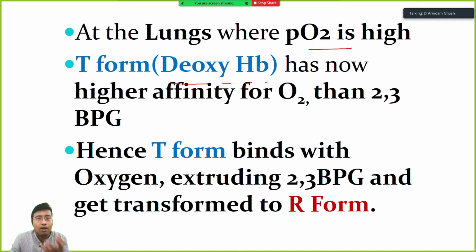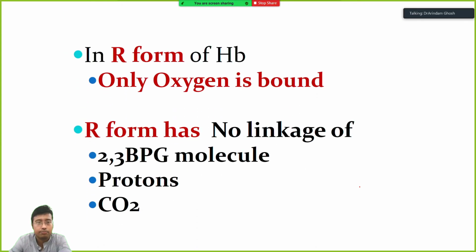So whenever oxygen is high, now it will attract more oxygen. It will let go of the 2,3-BPG. 2,3-BPG को निकाल देगा, निकाल के it will now change to R form. So the T form attracts oxygen whenever oxygen is high. Excluding 2,3-BPG means 2,3-BPG को लात मार के निकाल देगा. 2,3-BPG is gone and it transforms into the R form, right?